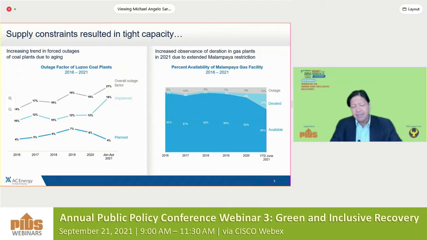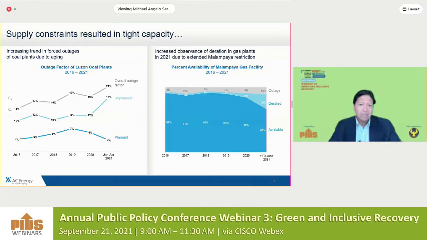Now, having said that, notwithstanding the recovery in power demand, which is the good news, there has been some tightness in supply in the power sector. On the left-hand side, you will see the increased rate of outage of coal plants, again focused on Luzon. In 2016, outage rates were at the 14% level, planned and unplanned. But it creeps up consistently, and in the early part of 2021, this has reached a 20%+ level, leading to the tightness in supply, especially if you couple it with the recovery in demand.